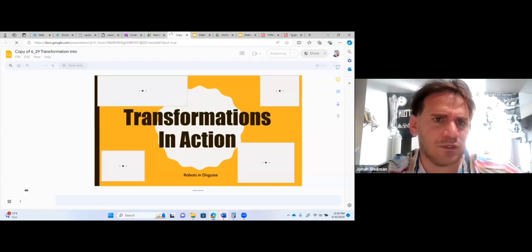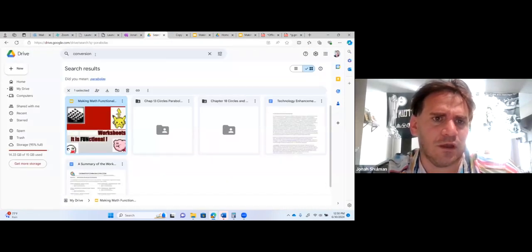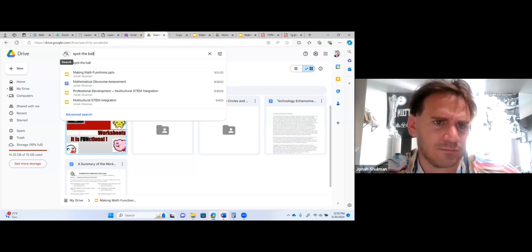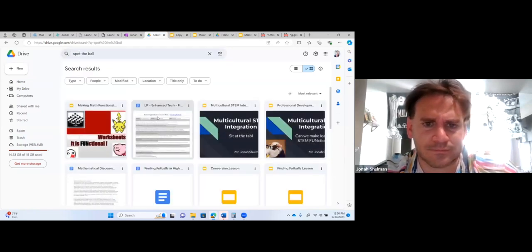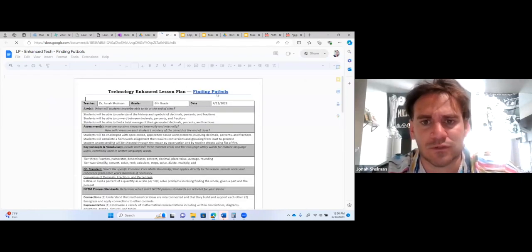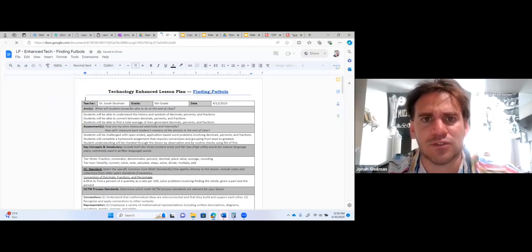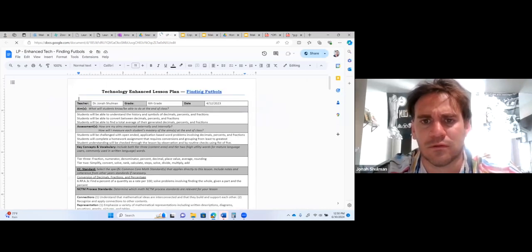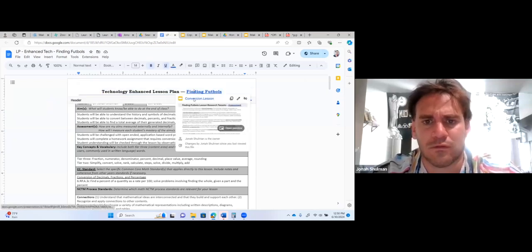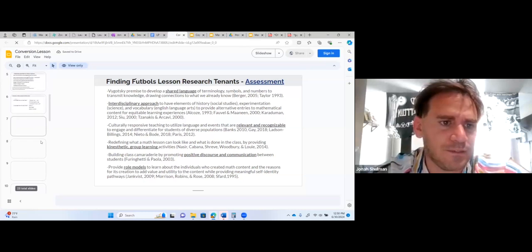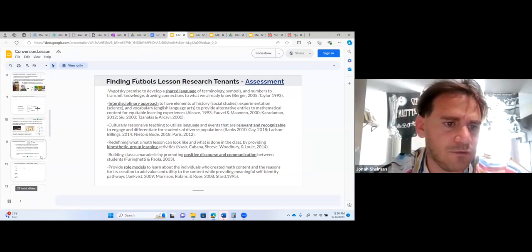I'm just seeing what else is over here. On top of the, I think it was called Spot the Ball. I just want to show you a more quick connection you can make for students. So this was that one that I showed you before. This is mimicking, where are you, soccer ball?